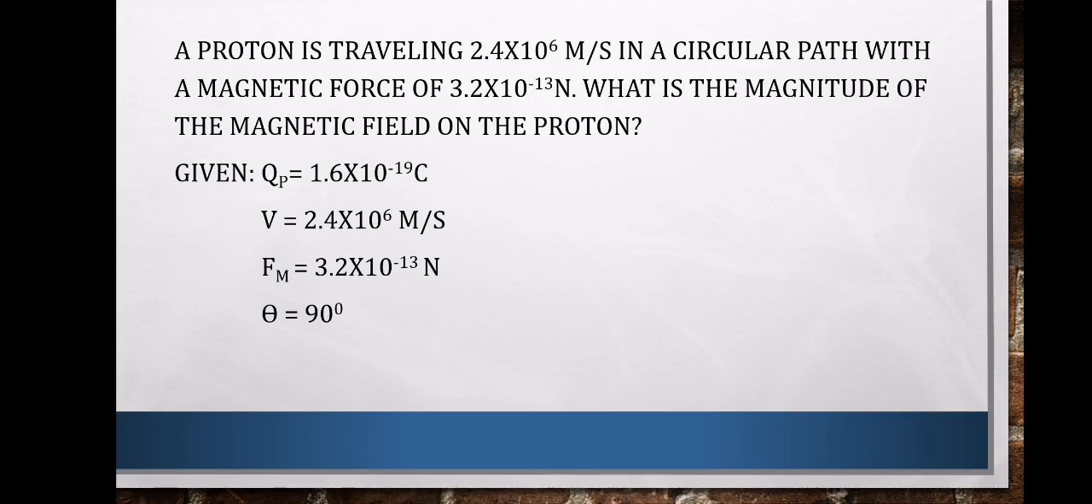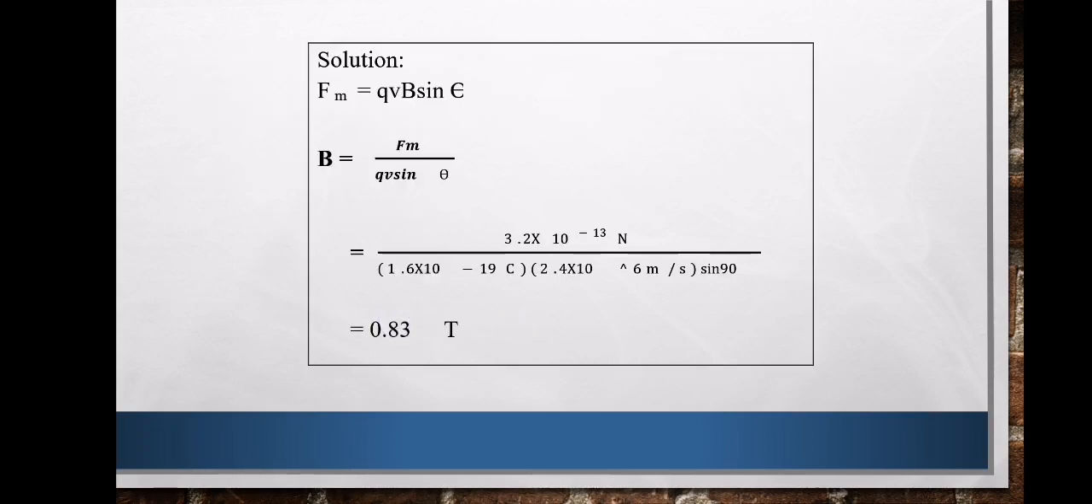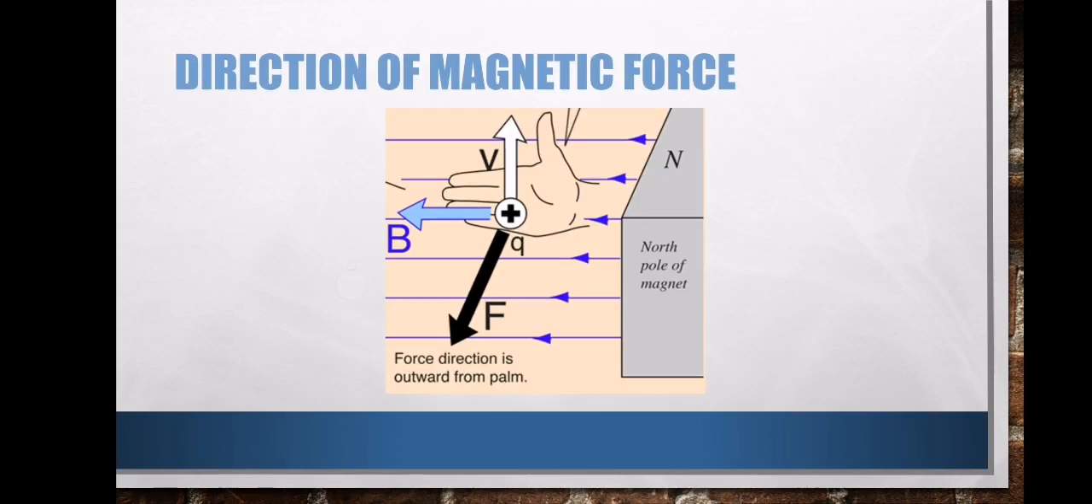So again, we're given the values. Q, or the charge of the proton, is equal to 1.6 times 10 raised to negative 19 coulomb. Our velocity is 2.4 times 10 raised to positive 6 meters per second. Our magnetic force is equal to 3.2 times 10 raised to negative 13 Newton. And our angle is 90 degrees. So our formula for magnetic field induction is B is equal to Fm divided by QV sine theta. Substitute those values to the formula. Our computed magnetic field induction is 0.83 Tesla.